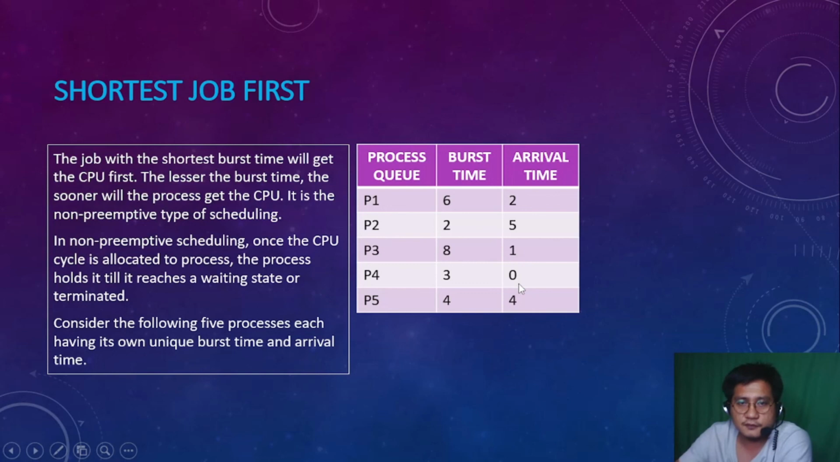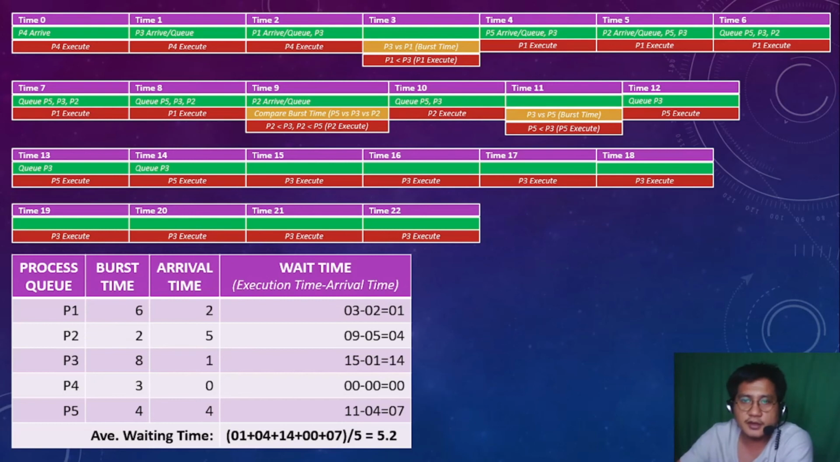Now, to look further and understand better the algorithm of shortest job first, we'll move to the next slide. You have here a Gantt chart of the previous table. As you can see in the table below, the first process that arrived is P4, since its arrival time is 0. So it gets the CPU first. It arrives at 0, and it gets executed at starting time 0.